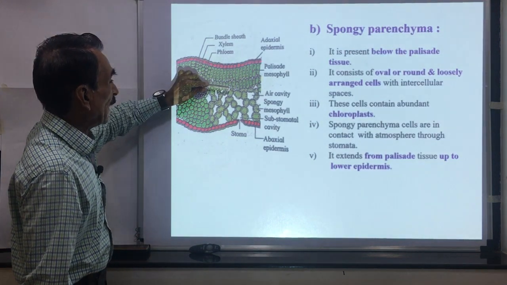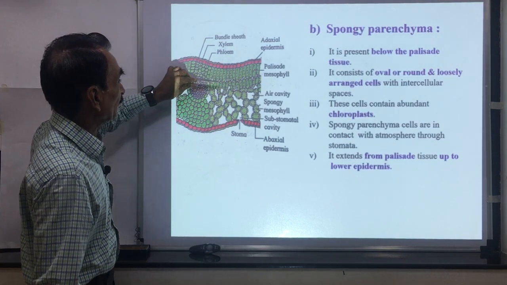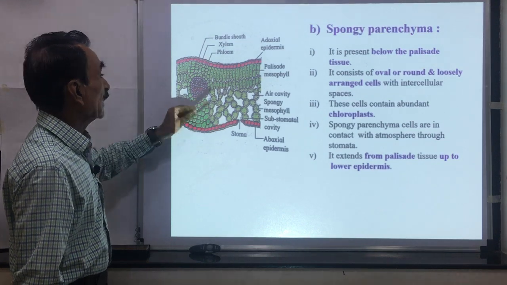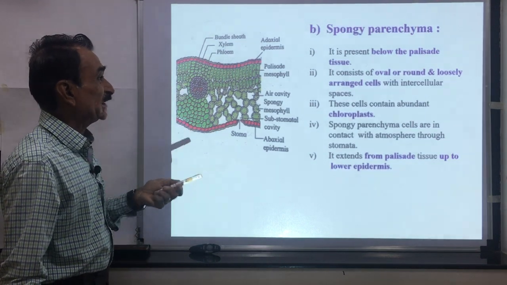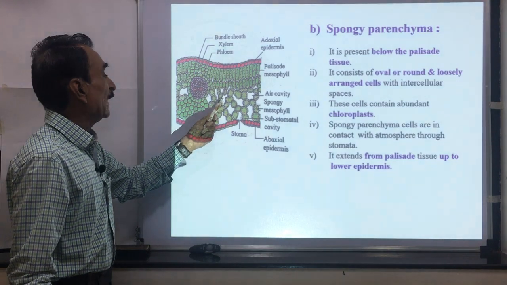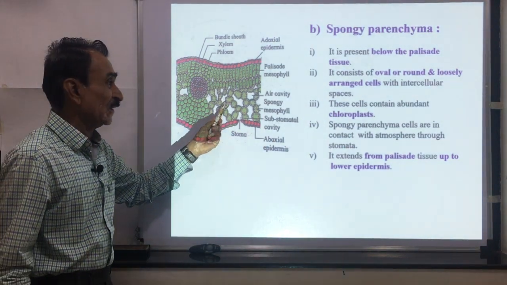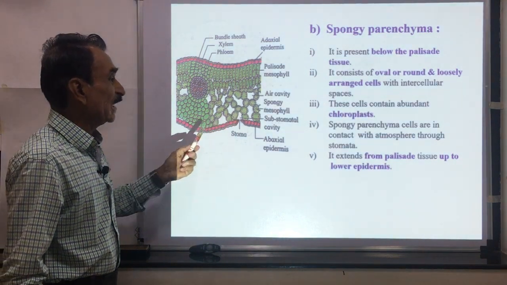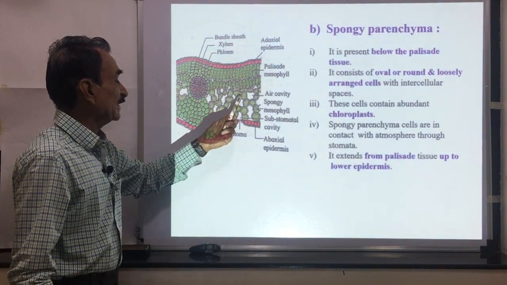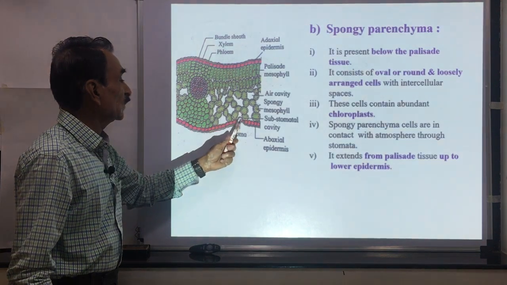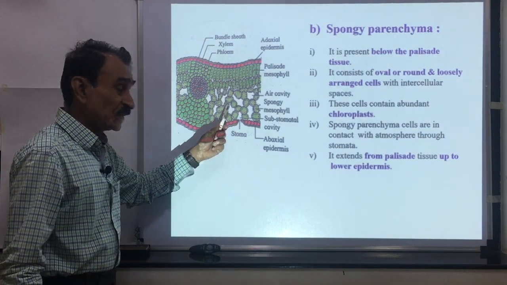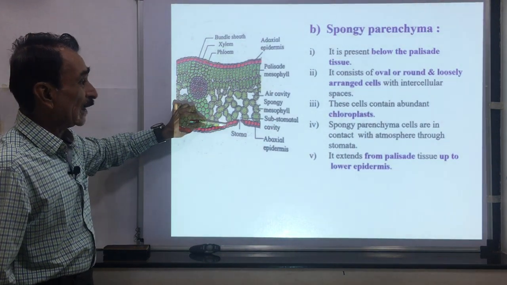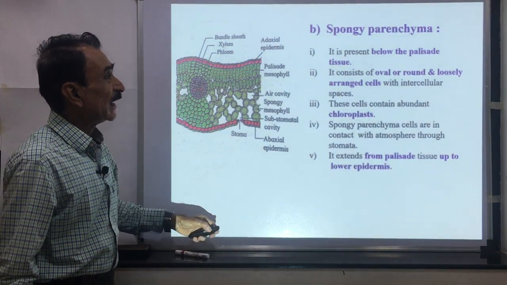Means this spongy parenchyma extends from palisade, this is the palisade, up to the lower epidermis. So spongy parenchyma is present below the palisade tissue. It consists of rounded cells with intercellular spaces. These cells also contain abundant chloroplast. Spongy parenchyma cells are in contact with the atmosphere through the stomata. This is the second part.